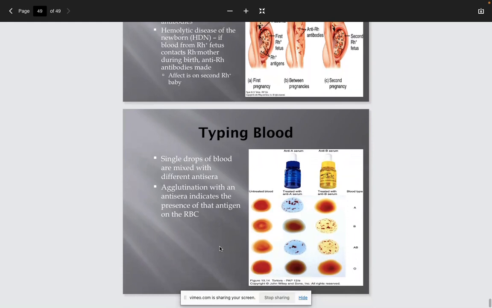This is just describing to you agglutination. Agglutination is just the clumping of blood. This is what we use in order to determine which blood type you are.